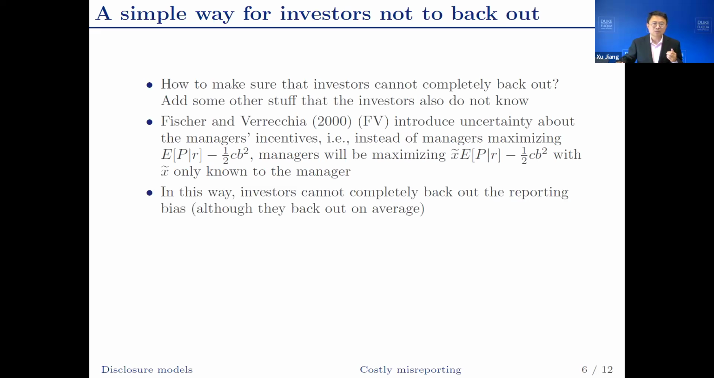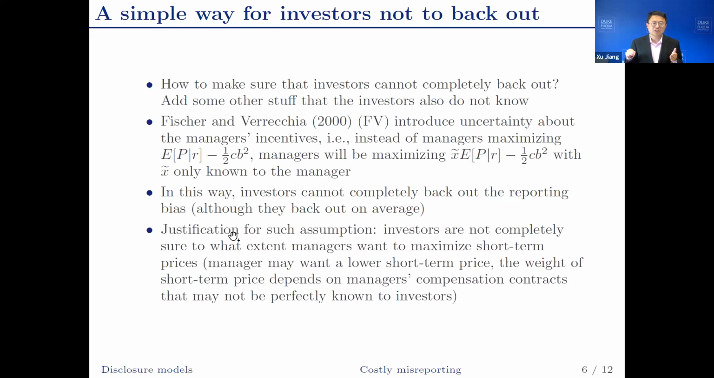X is only known to the manager. In this way, investors do not know about X and do not know about V, so they cannot completely back out the reporting bias. What is the justification? The justification is that sometimes managers may want a lower short-term price. For example, if you have stock options being issued to you in the near future, you may want stock prices to go down a little bit. But such a compensation arrangement is not known by the investor. So investors are not completely sure to what extent managers want to maximize short-term price.